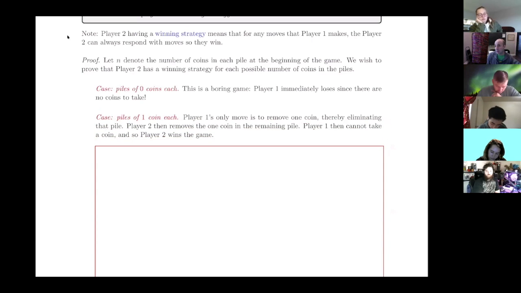Then we can think about what happens if we have 1 coin in each pile. Again, there are not too many possibilities to explore here. There's only one thing that player 1 can do. Player 2 could choose to not take any coins, but a winning strategy for them would be to take the other coin from the other pile.